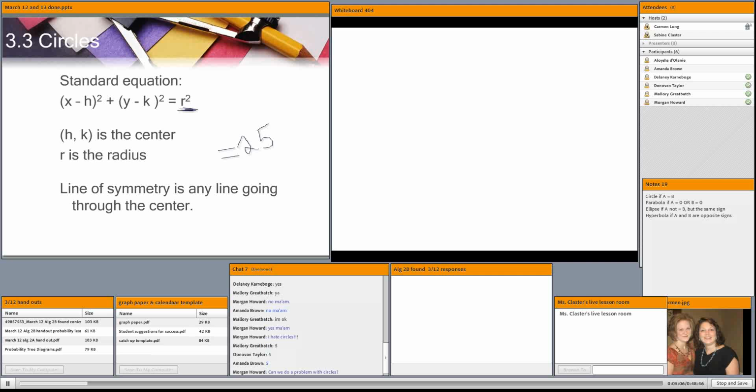Yes, we'll do a circle as well. Absolutely. I just want to get through all the standard stuff. We'll do an ellipse. We'll do a circle. We'll see what else you guys need help with. And the line of symmetry, don't get that wrong.